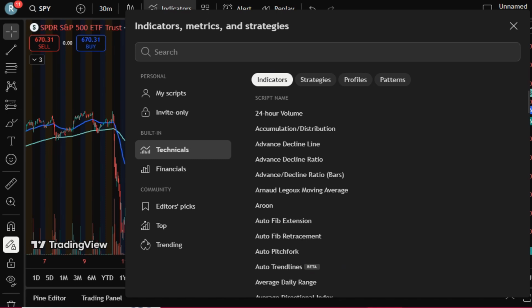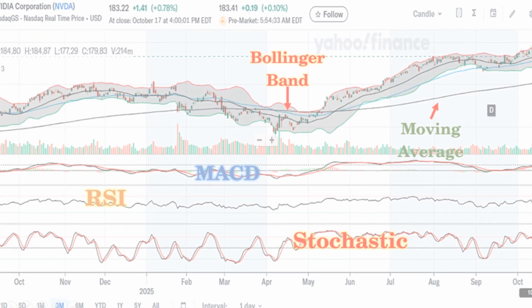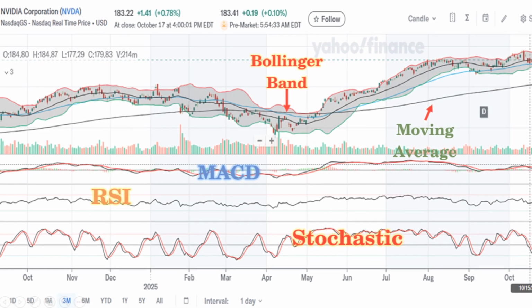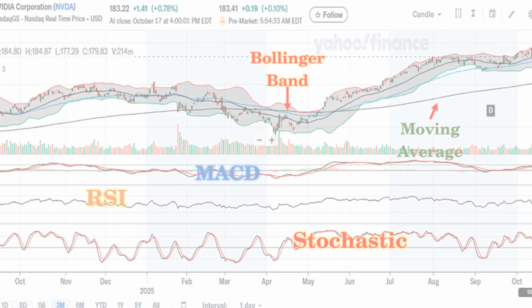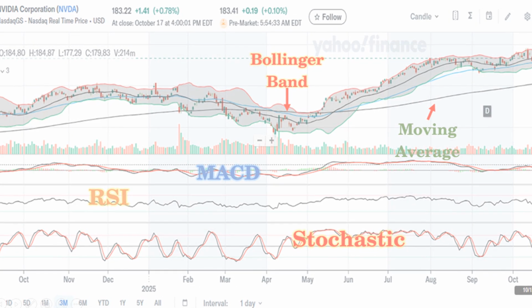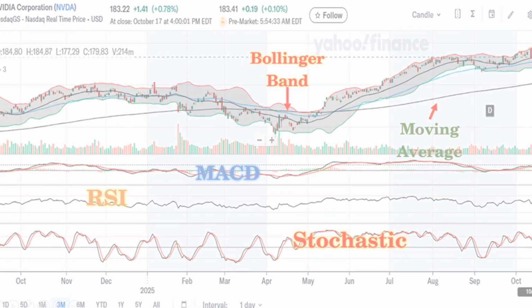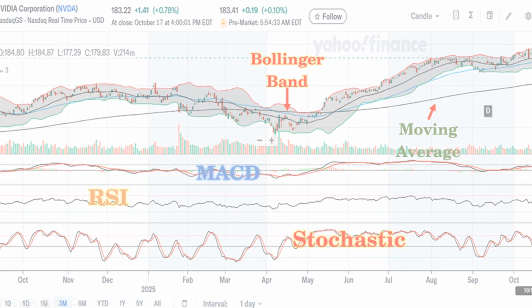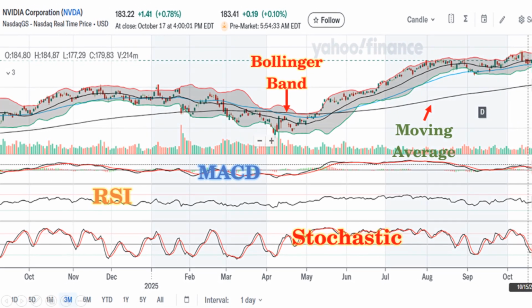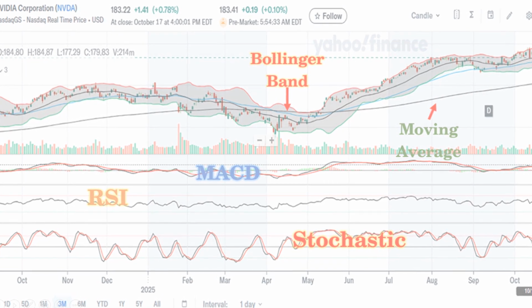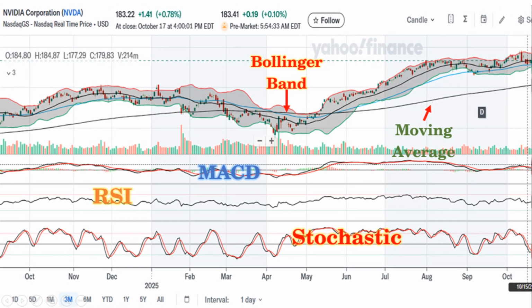When I started trading, I had almost every indicator you can imagine on my chart. RSI, MACD, Bollinger Bands, Stochastic. It looked like a Christmas tree. But the crazy thing was that they all screamed different things at the same time. One said buy, another one yelled sell. I was trapped in analysis paralysis.